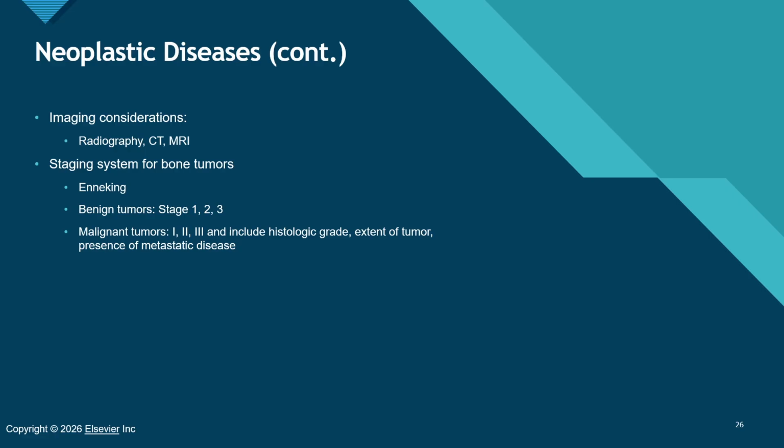MRIs are important because they can evaluate the bone marrow and tissue to evaluate if there is any abnormality in the bone. The staging system for bone tumors, both benign and malignant, was developed by Enneking in 1980. So in this system, benign tumors are staged using Arabic numbers, and the malignant tumors are staged using Roman numerals and include histologic grade, extent of the tumor, and the presence of metastatic disease.